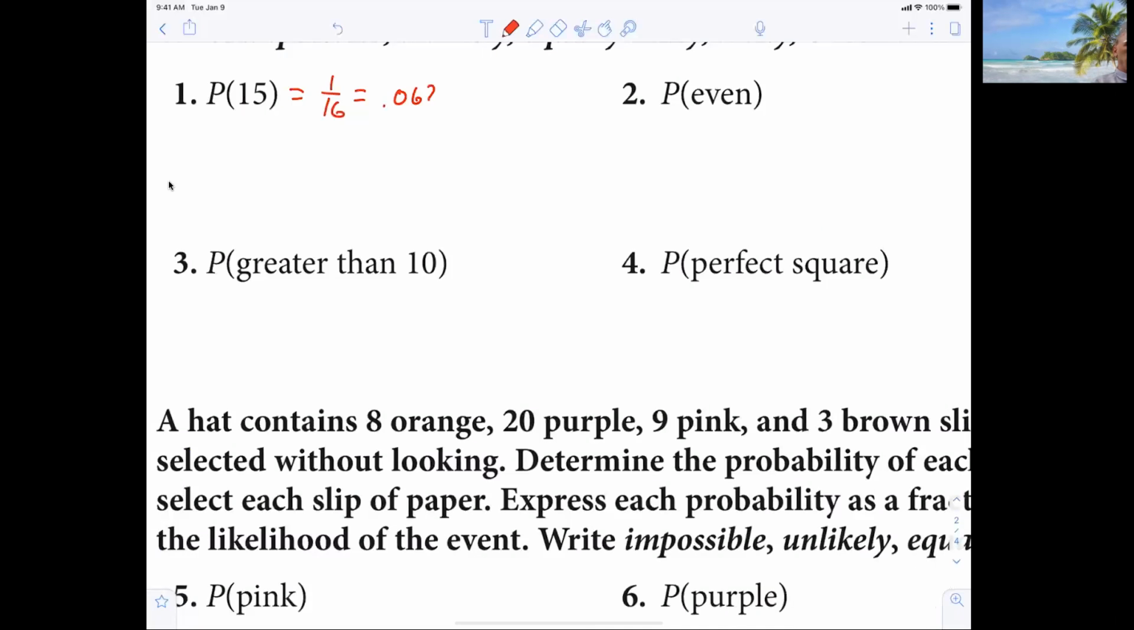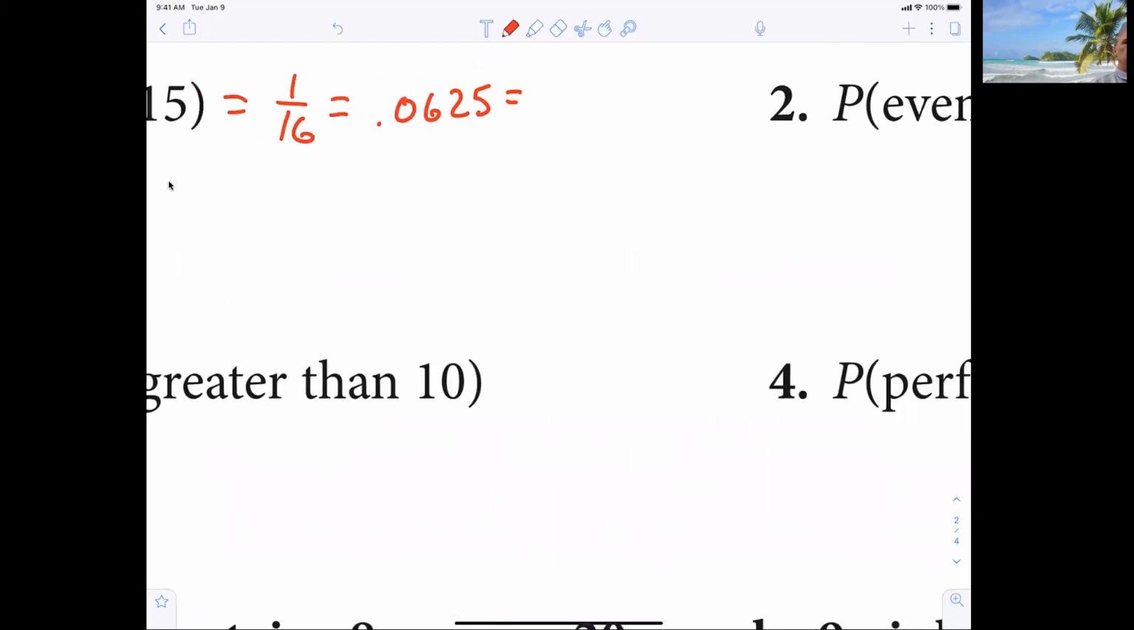It's 0.0625. And then what percentage is that? Close. You move the decimal twice. 6.25. Yes, 6.25%. Now do that repeatedly on every problem.